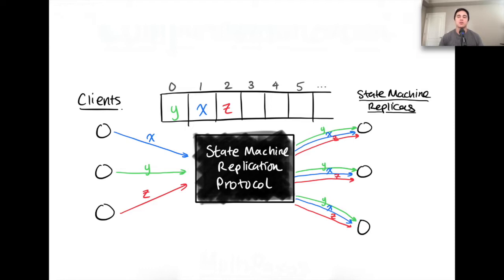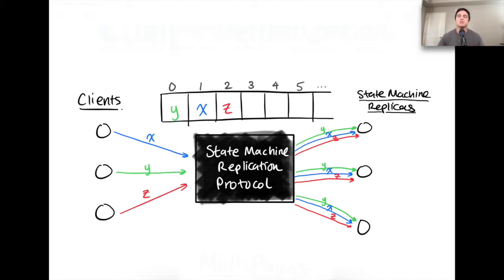At a very high level, the goal of a state machine replication protocol is to keep multiple copies of some deterministic state machine in sync. This is just a fancy way of saying that we have multiple copies of some stateful service, like a key value store or a relational database, and we want to make sure that every replica of the data doesn't diverge.